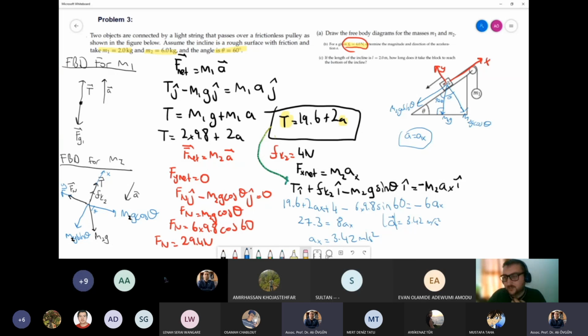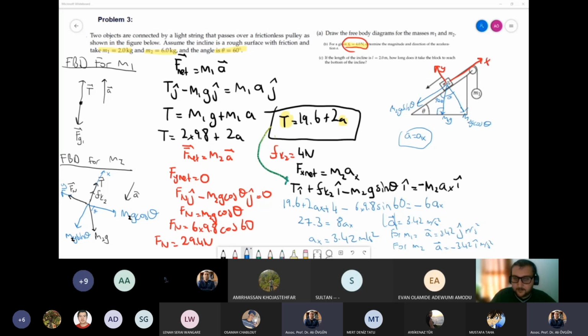But for direction, this is different for two objects. For M1, a is equal to 3.42 j hat meter per second square, but for M2, a is minus 3.42 i hat direction.